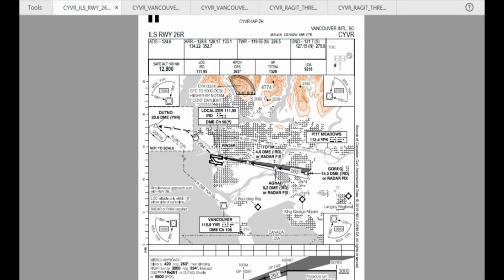But if we weren't, we'd fly heading 294 and then intercept the 261 radial from Pitt Meadows, which the frequency is listed here with the identifier and Morse code. Once we intercept that, we would fly along heading 261 until we reach waypoint Dutno, which is about 20.6 DME from the Vancouver VOR, and on radial 292 from the Vancouver VOR. And there we would enter a hold at 200 knots, left-hand patterns, not standard, since standard is right-hand, left-hand holding patterns there at Dutno.